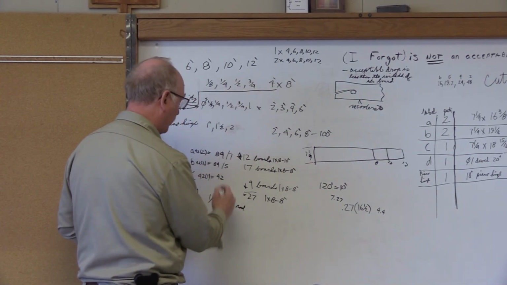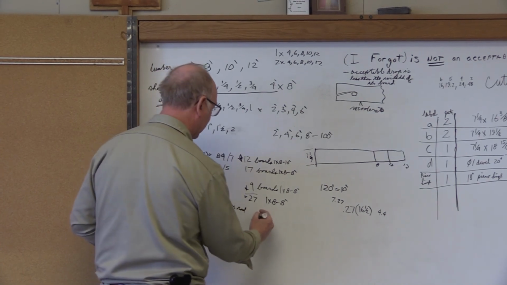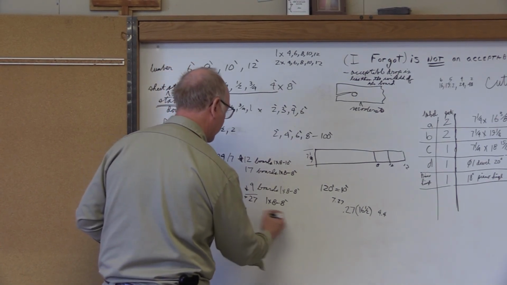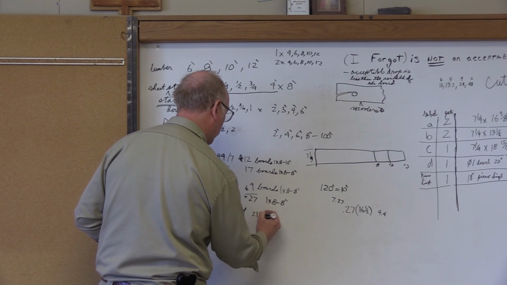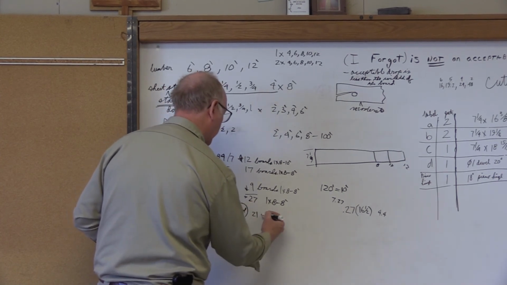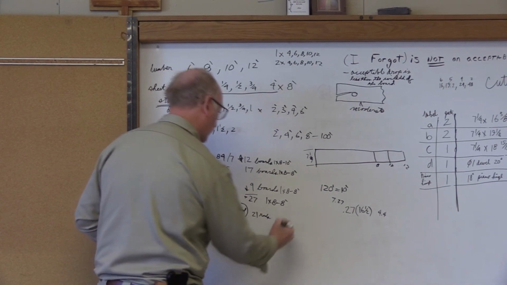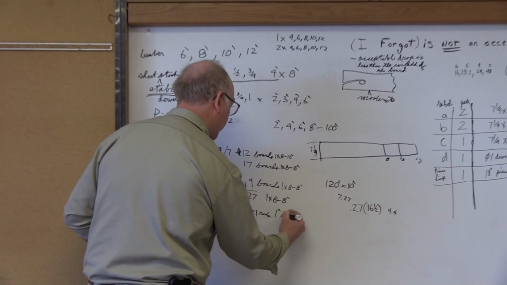If we have 42 of them, we'll actually need 21 rods. So we'll need 21 rods, 1 inch diameter.